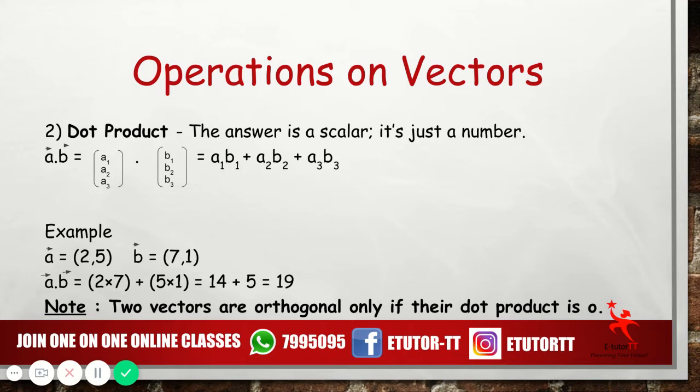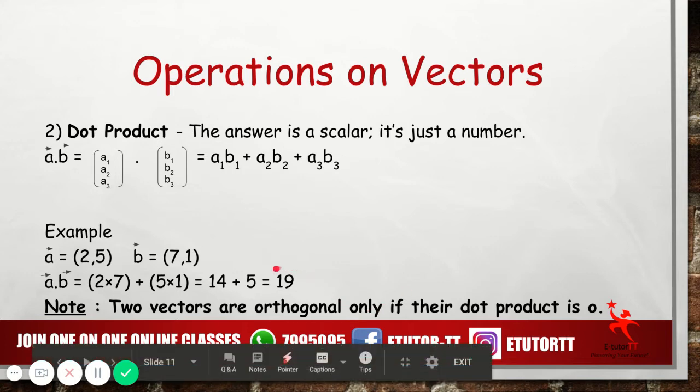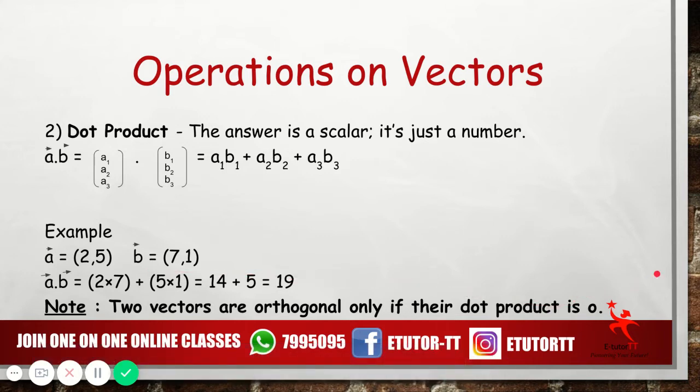For example, vector A equals 2, 5. Vector B equals 7, 1. So the dot product of A and B equals A1 B1, and A1 in this case is 2, B1 in this case is 7. So you do 2 times 7 plus A2 B2, which is 5 times 1. And 2 times 7 is equal to 14. 5 times 1 is equal to 5. Therefore, 14 plus 5 is equal to 19. So the dot product of A and B in this case is equal to 19.